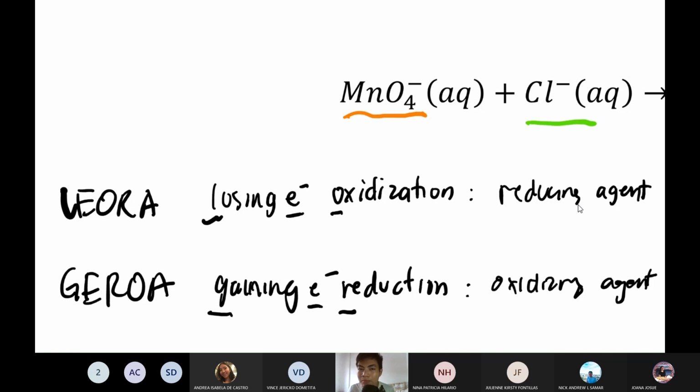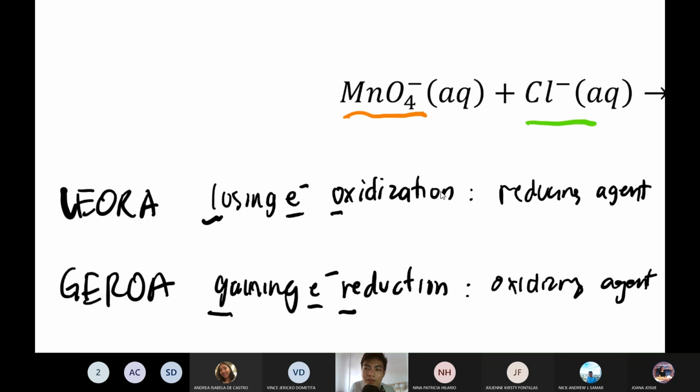Agent siya for reduction. So, siya yung tutulong sa kabilang reaction para mag-reduce. Parang sales agent yan, no? So, ikaw yung magbebenta. So, ibig sabihin, ang tawag sa'yo, sales agent. Ganon din dito. Okay. Ikaw yung mamimigay ng electron sa kabila. So, ibig sabihin, ikaw yung magre-reduce ng kabila. Kaya tawag doon, reducing agent. Ayun lang yung logic doon.